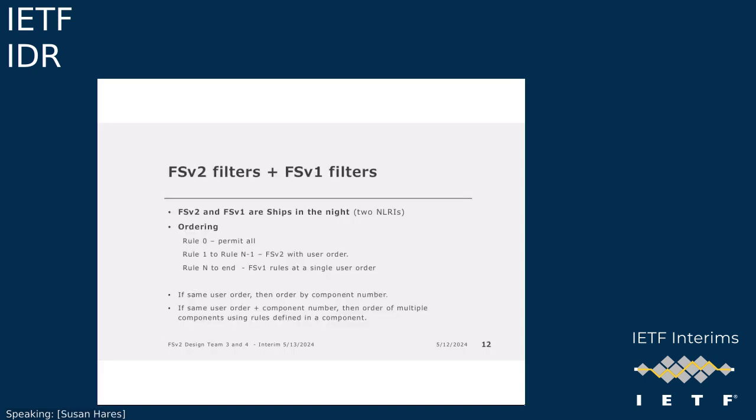Okay, remember, as I just mentioned, that flow spec V2 and V1 are ships in the night. The general order of rule is the rule 0, which is the assumption, is permit all. Rule 1 to some n is the flow spec V2 with user ordering, and after that we put flow spec V1 at a single user order number and ordered by components. Just as the last indication, if you have the same user order number, it's then ordered by component types. And if you have the same user order and component number, then you order by the rules found in each component.